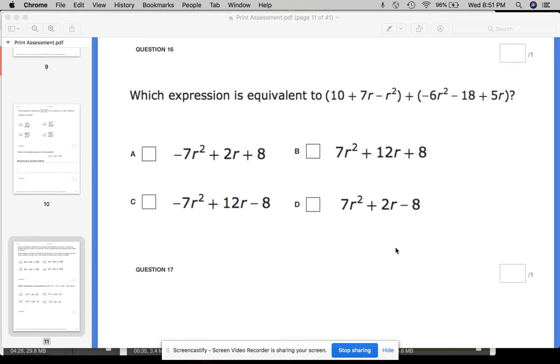Negative 7r squared plus 2r plus 8. B. 7r squared plus 12r plus 8. C. Negative 7r squared plus 12r minus 8. D. 7r squared plus 2r minus 8.